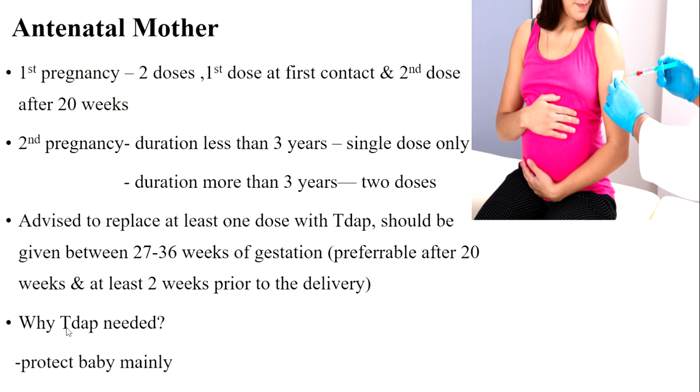Pertussis has more mortality and morbidity in the infantile period compared to the pediatric or the adult period. So if we vaccinate the mother during pregnancy, this will protect the baby. It will cause the protective antibody titer against pertussis to transfer from mother to baby, and the baby will be protected for the initial period of life. After that, he will get his own vaccination and build his own immunity.